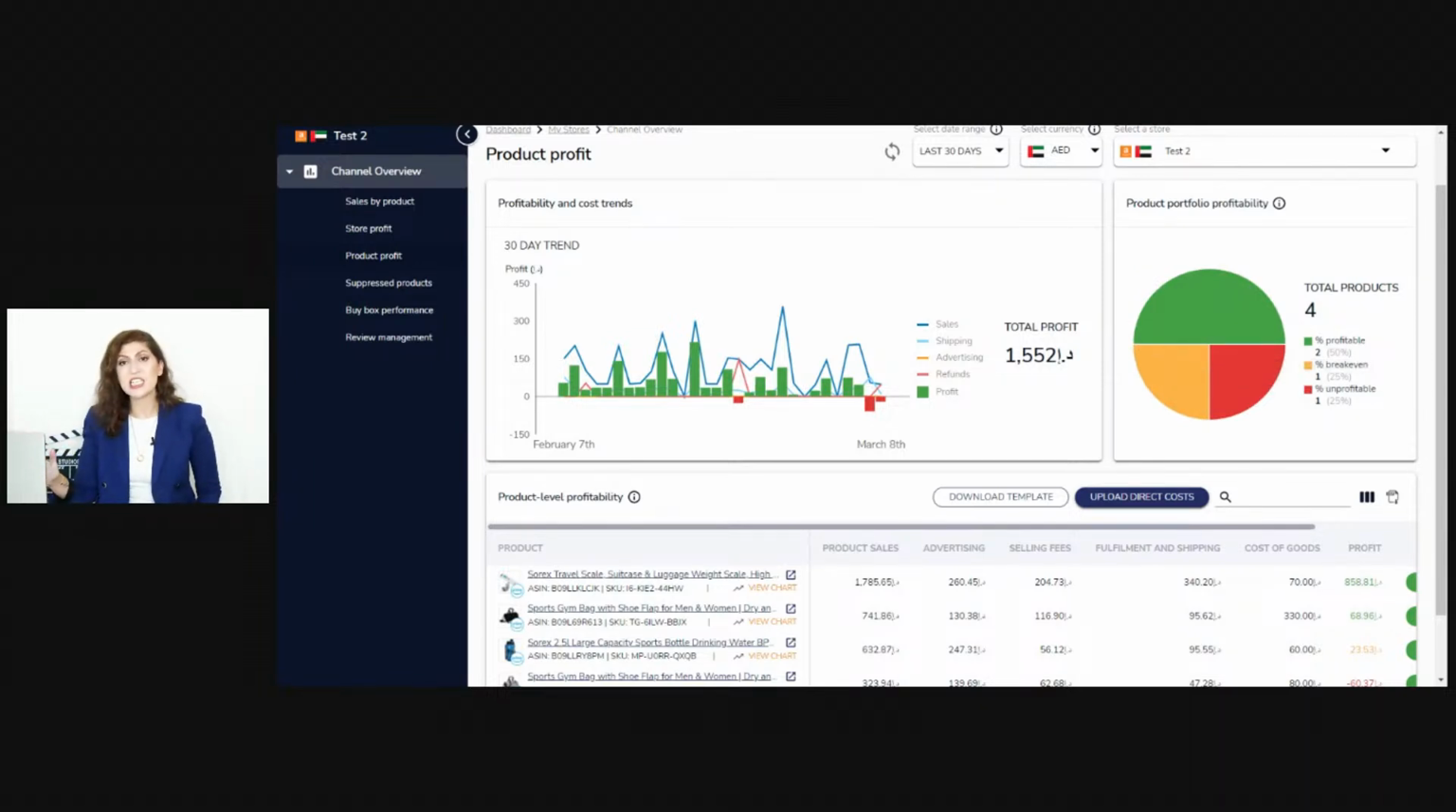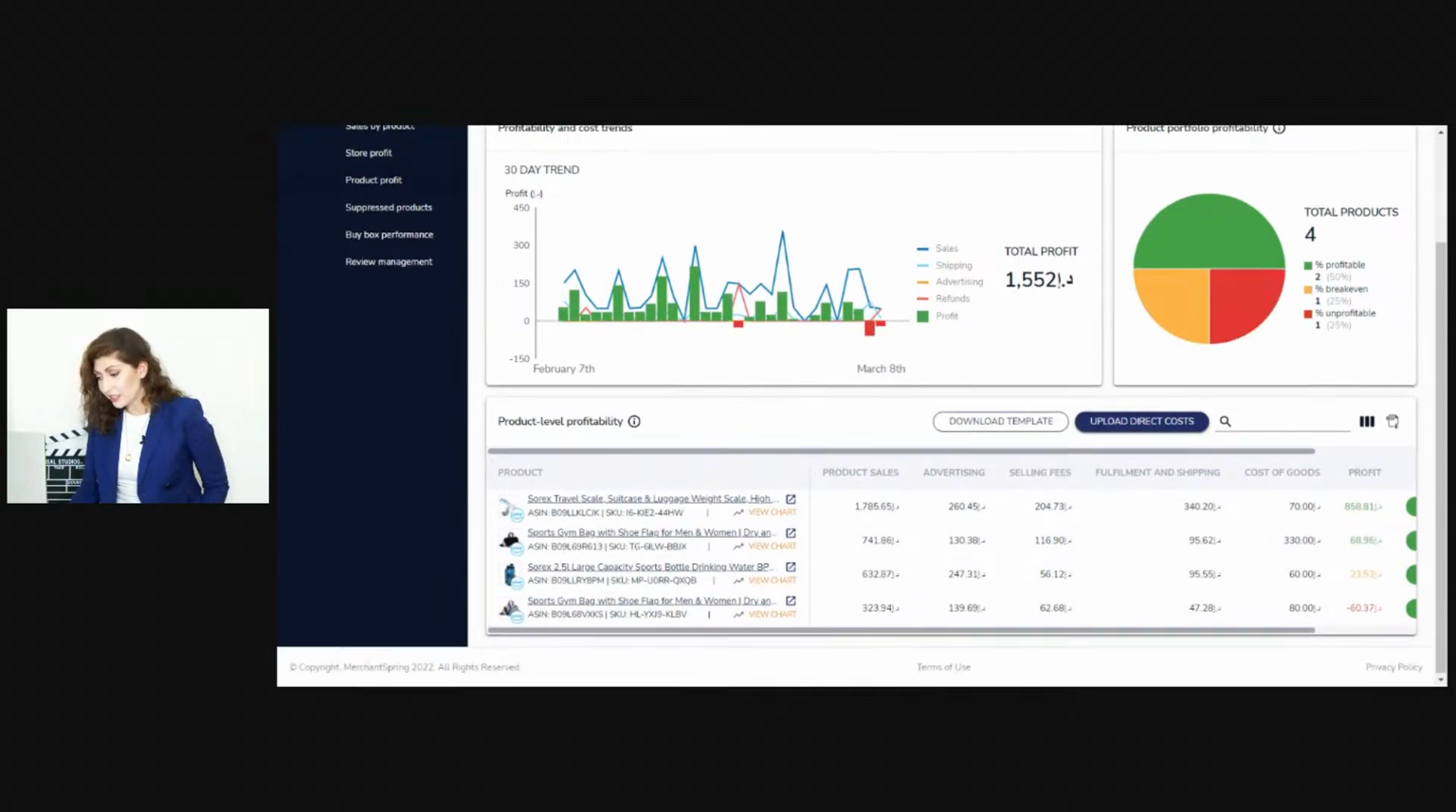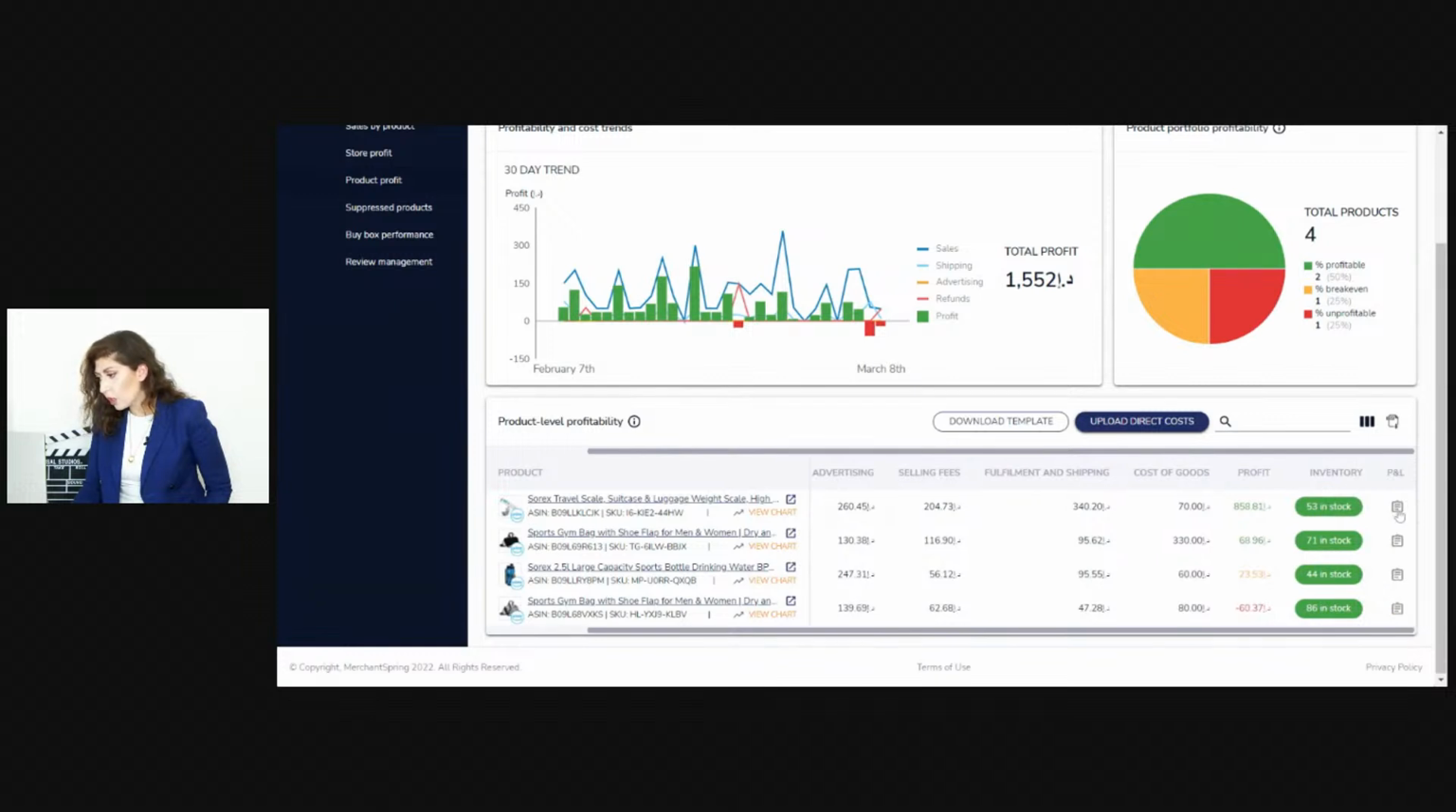If everything is in green, then rest assured, great, fantastic, everything in your portfolio is actually profitable, and that's what we want. But in this store, we have 1 product that is actually losing money. Yes. Now, it might be a decision that you decided to make. You might have decided to reduce the price.